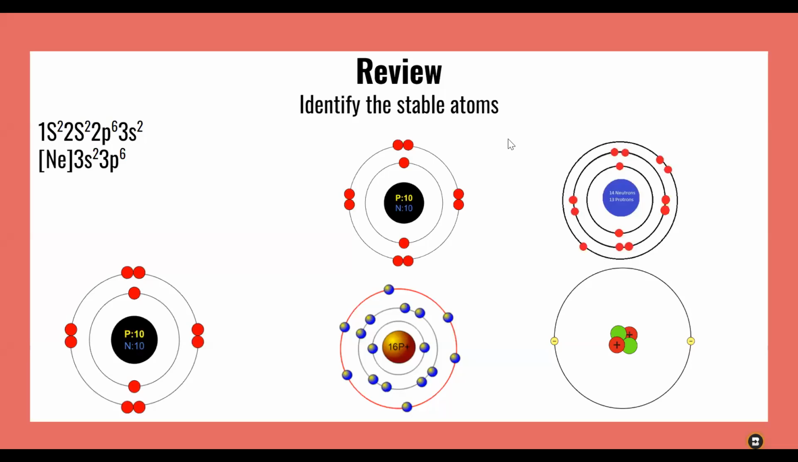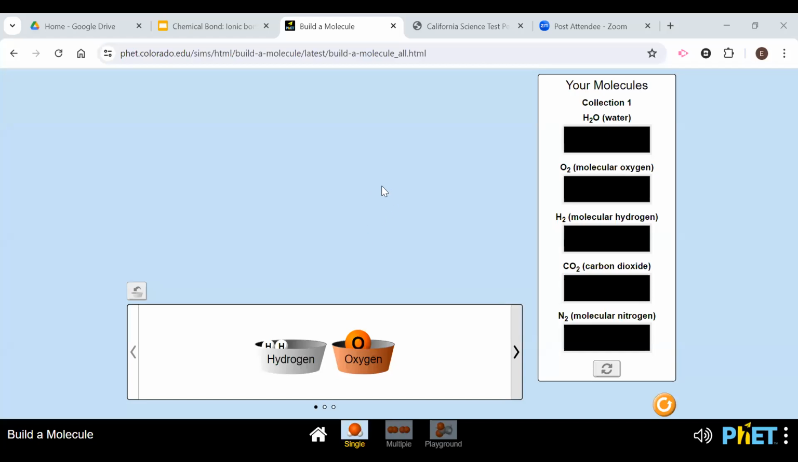So when atoms are not stable, they're miserable. They want to be stable, and they want to be like noble gases. How can they become stable? For them to be stable, they have to combine with other atoms.